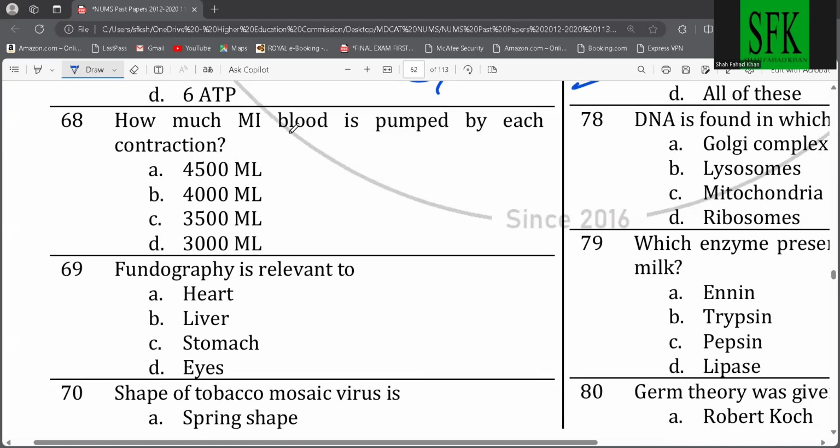Then, how much mL of blood is pumped by each contraction? Now, this is again something you should know by facts. None of these options look like the correct options because the question doesn't seem to be very clear. By contraction of what? Contraction of the ventricles, contraction of the atria, contraction of the blood, or one complete circuit of the heart, or circuit of the body. If it's one complete circuit of the body, we've got 5 liters of blood that is going to be pumped. So 5 liters to 4,500 is the closest to 5 liters.